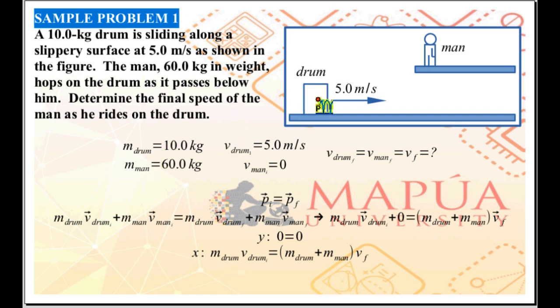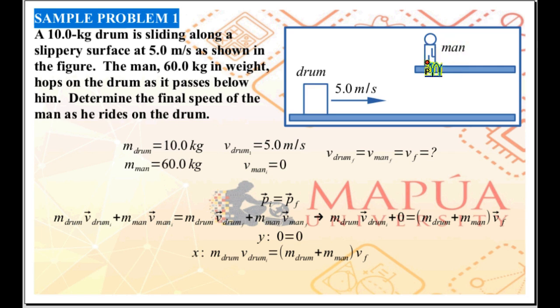Mass of the drum is 10 kilograms. Mass of the man is 60 kilograms. The speed of the drum as it slides along the slippery surface is 5 meters per second. Again, frictionless. Nothing is affecting the motion of the drum. So the speed of the drum is constant at 5 meters per second until it reaches the location below the man. The man hops on the drum.